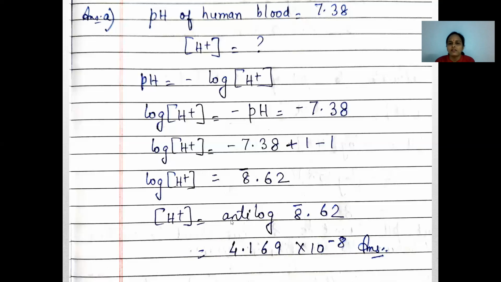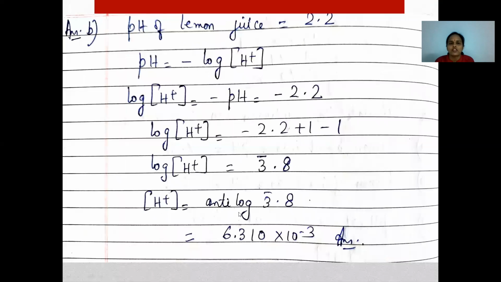Hope this is clear. Let me tell you the second one so that it will be more clear to you. The second part of the question was calculate the H plus ion concentration of lemon juice whose pH is given there as 2.2. So we'll put in the formula pH is equal to minus log of H plus. Log H plus is equal to minus pH, which is equal to minus 2.2.